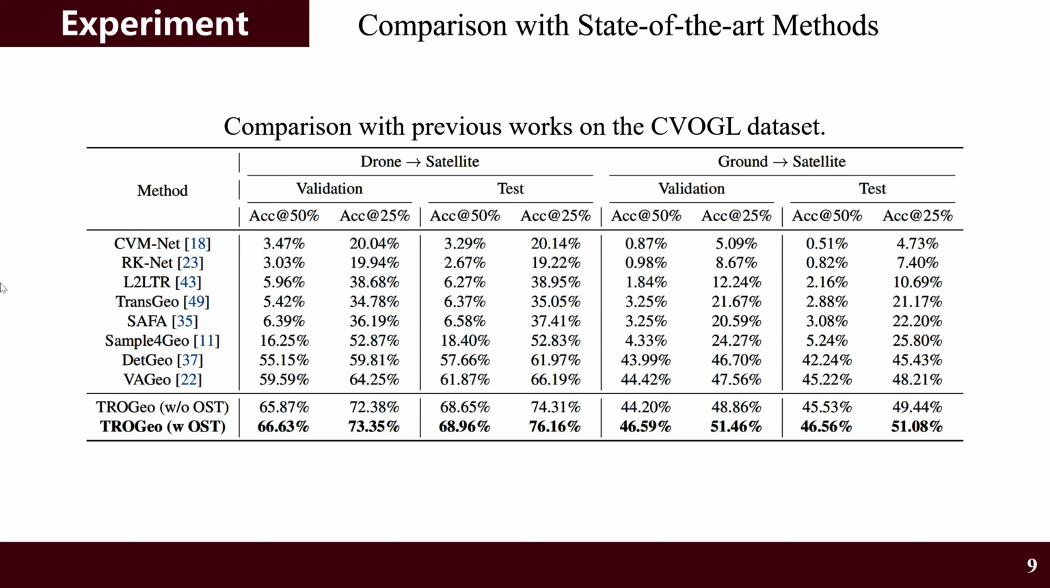Rectangular shackles, defining geographic locations of objects using rectangular regions. The CVOGL dataset only provides bounding box (B-box) annotations, supporting the evaluation of cross-view object geolocalization with rectangular regions as outputs. Comparison with previous works on the CVOGL dataset.